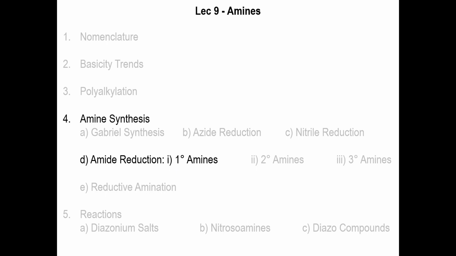All right, so that covers two additional ways of making primary amines. In the next video, I'm going to show you how you could generate primary, secondary, tertiary amines via the amide reduction route. So I'll catch you on that video.